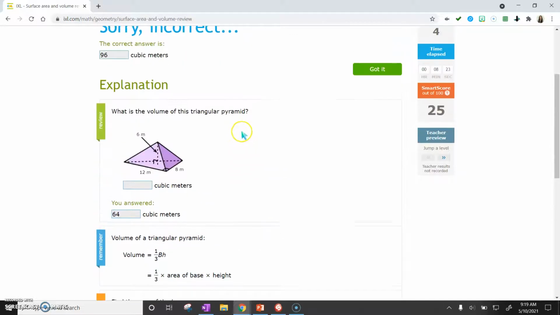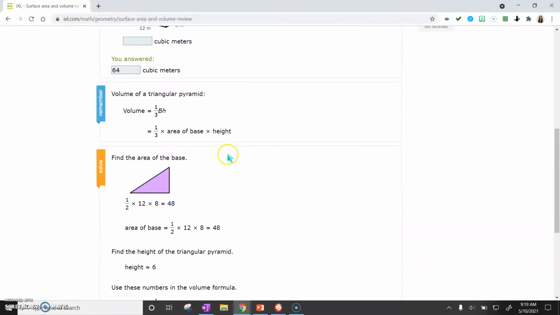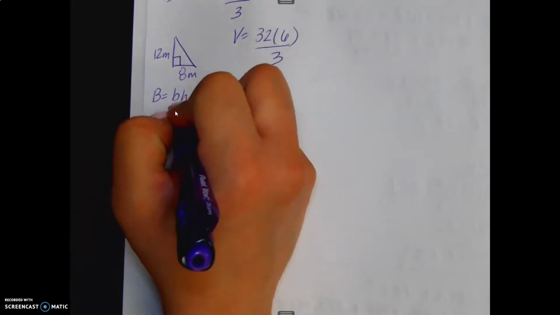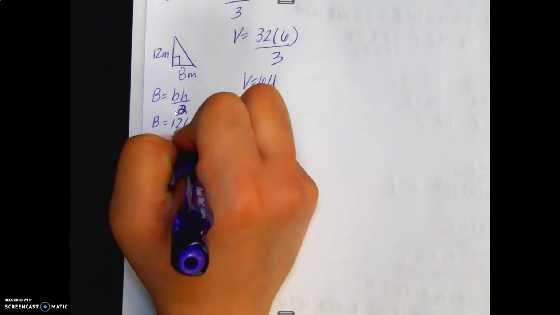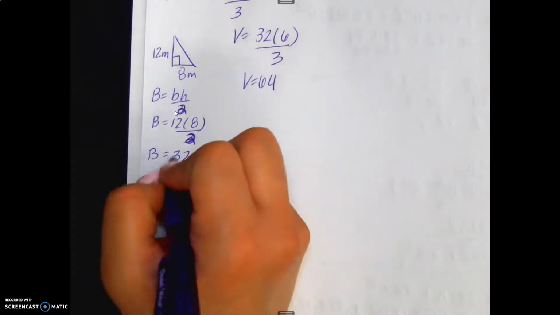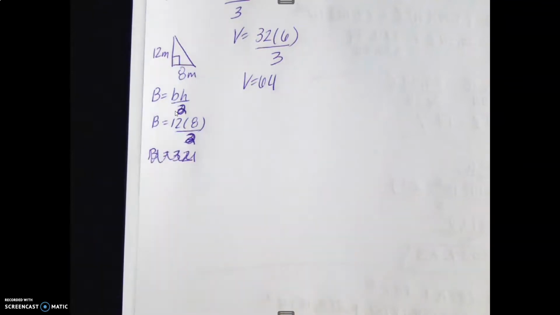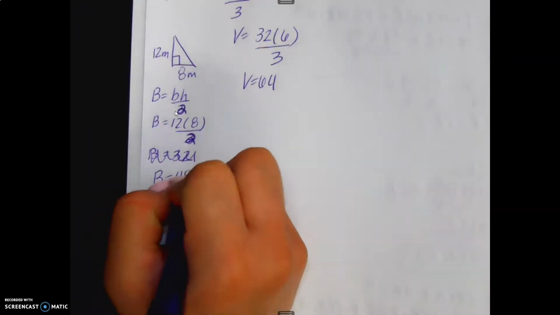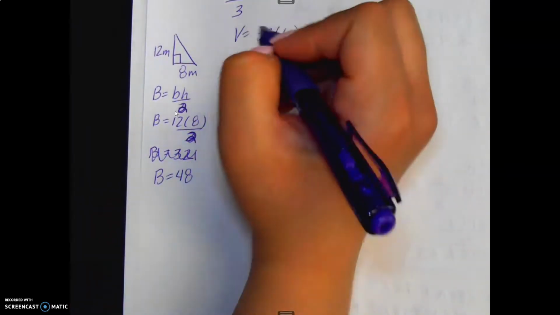Hold on a minute. Big B is 96. We found the area is 48 divided by 2. Oh, I see what I did wrong here. So when I was calculating my big B, this was supposed to be BH divided by 2. I was looking at this formula right here on accident. So let me recalculate that B. So 12 times 8 is 96 divided by 2. Okay, so that makes more sense. My big B would have been 48 instead of 32.